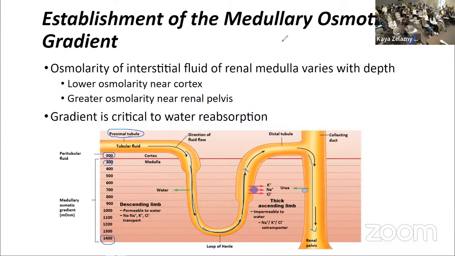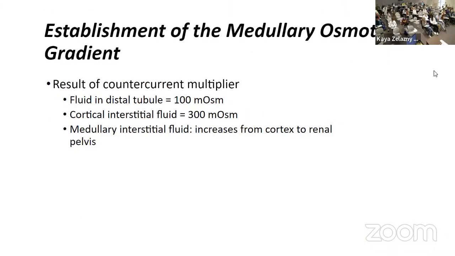Okay. So overall, the osmolarity of the interstitial fluid, so the fluid between the cells in the renal medulla, so in these pyramids, is varying based on how deep in the kidney you are. We have a lower osmolarity near the cortex, so up, and a greater osmolarity near the renal pelvis, so deeper down. Okay. All right. So this is the result of something called the countercurrent multiplier.